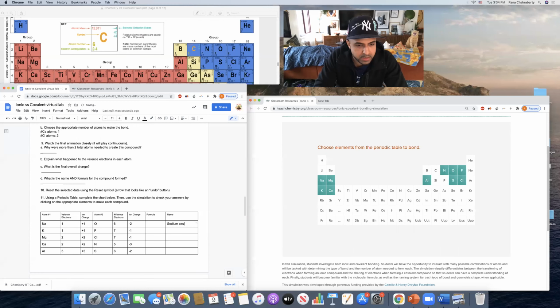Sodium oxide. This is actually a lab where I gave you flashcards and you walk around and actually bond with other people. Potassium fluoride.